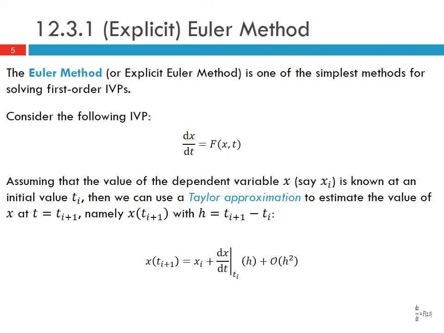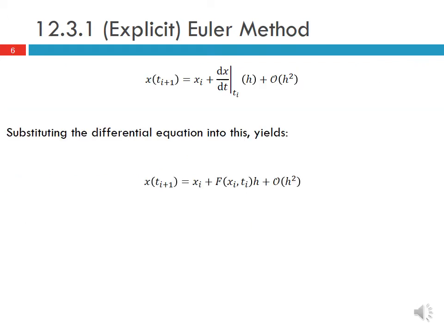So x at t of i plus 1 is equal to x at i plus dx by dt evaluated at ti times our step size h plus order h squared. This is using the Taylor series expansion that we have talked about several times previously. So if we substitute our differential equation into this, so if you recall from the previous slide, our differential equation said that dx by dt is equal to a function of x and t. So if we're evaluating this at ti, then we can plug this in here.